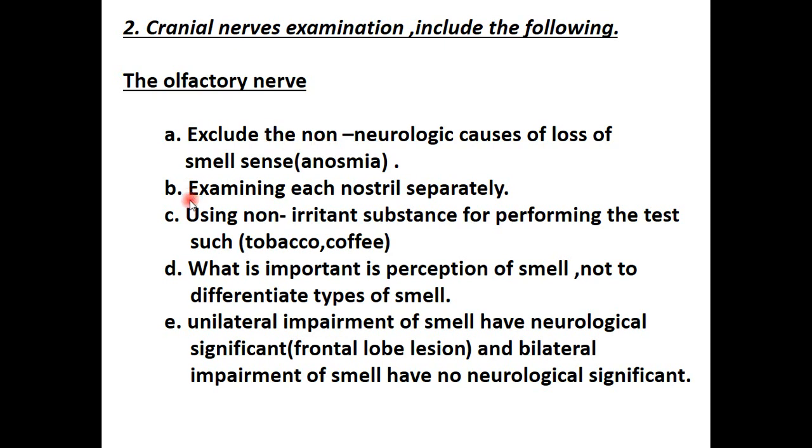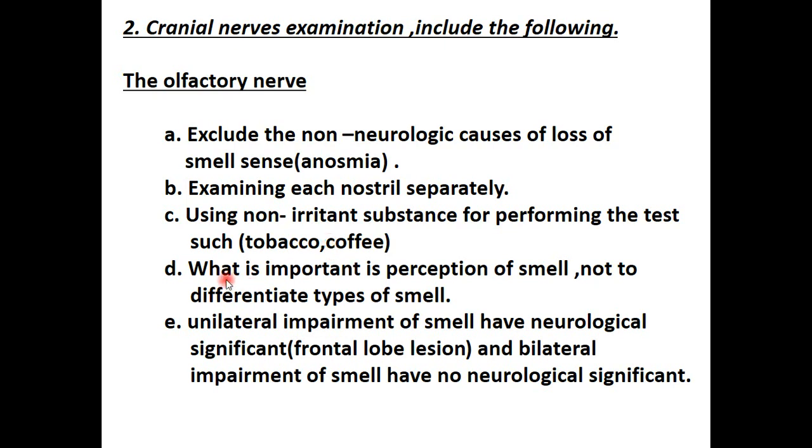Number 2, you have to examine each nostril separately, meaning we block one nostril and smell with the other. You have to examine each nostril separately, as we will see in the picture, using non-irritant substances, for example tobacco or coffee. So you have to use non-irritant substances for performing the test.